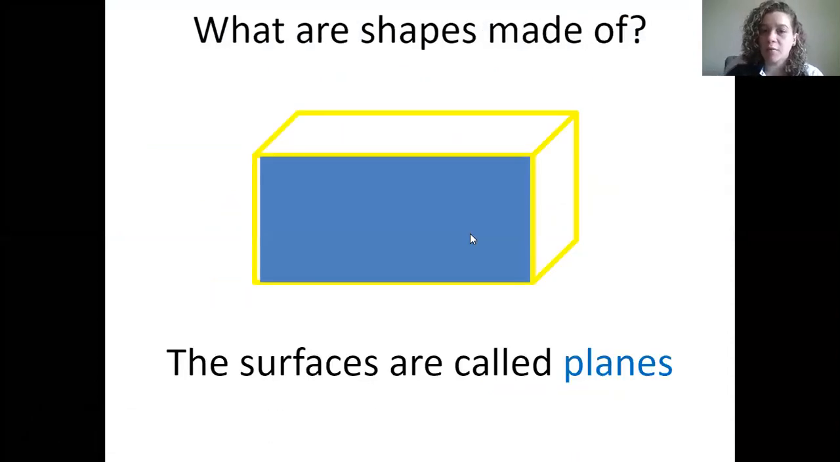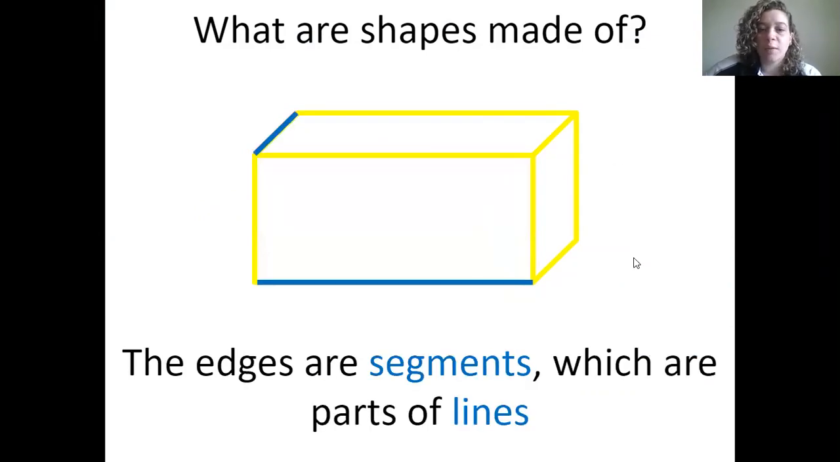And shapes are made of, well, the first thing we know is planes. So the surfaces are called planes. Right? So a surface here in this rectangle is just this shaded face, I would say. This is also a plane, and this is also a plane right here, okay? Shapes are also made of the edges that are called segments, which are also parts of lines. So only along the edges where you see these blue lines, we would call those segments, okay?